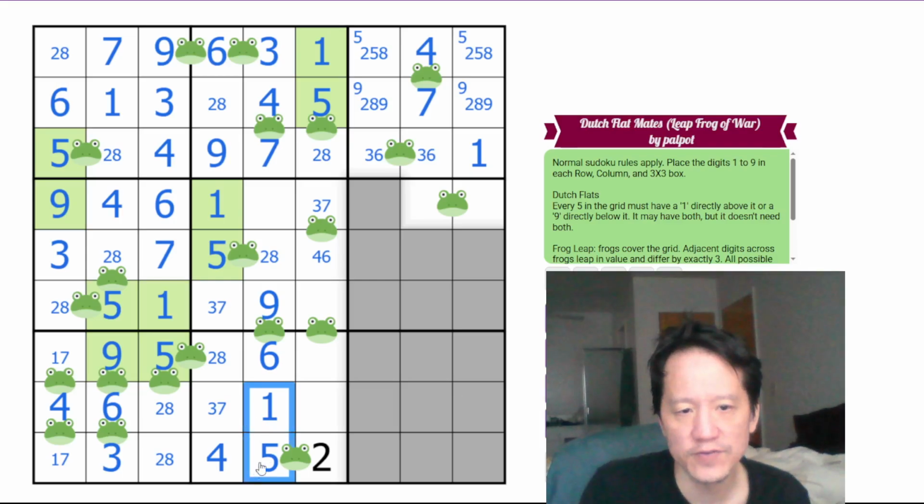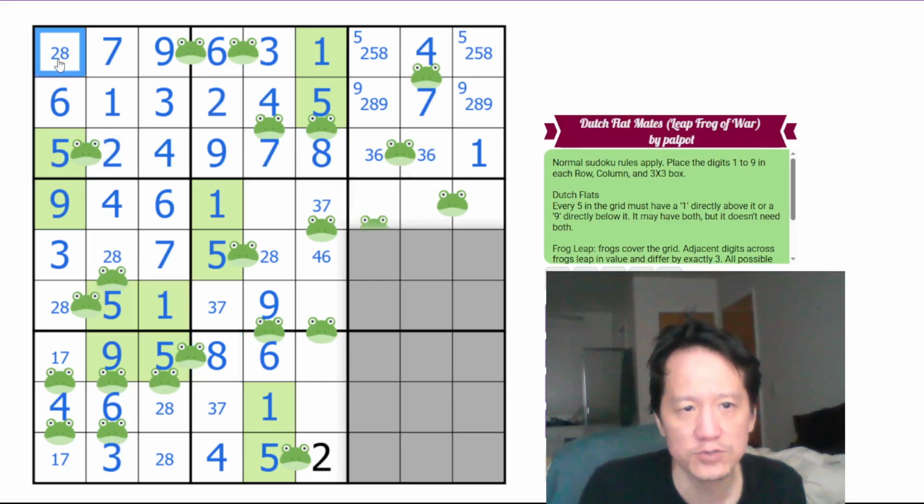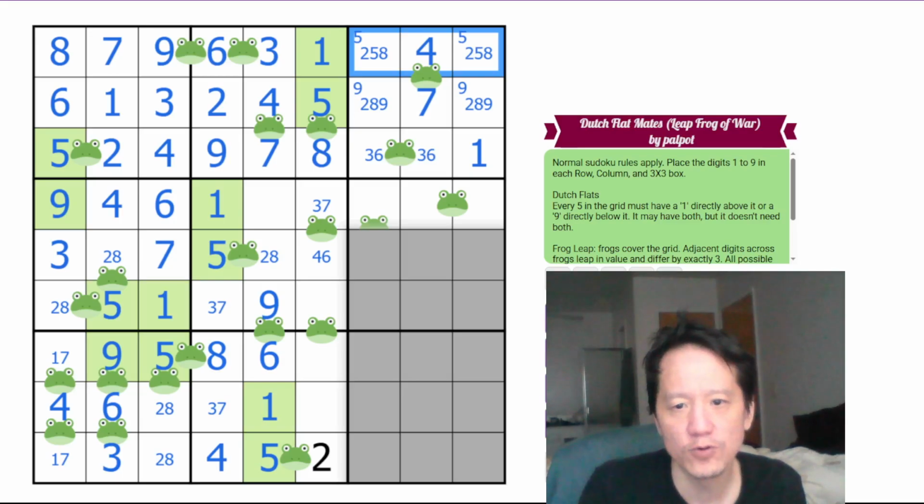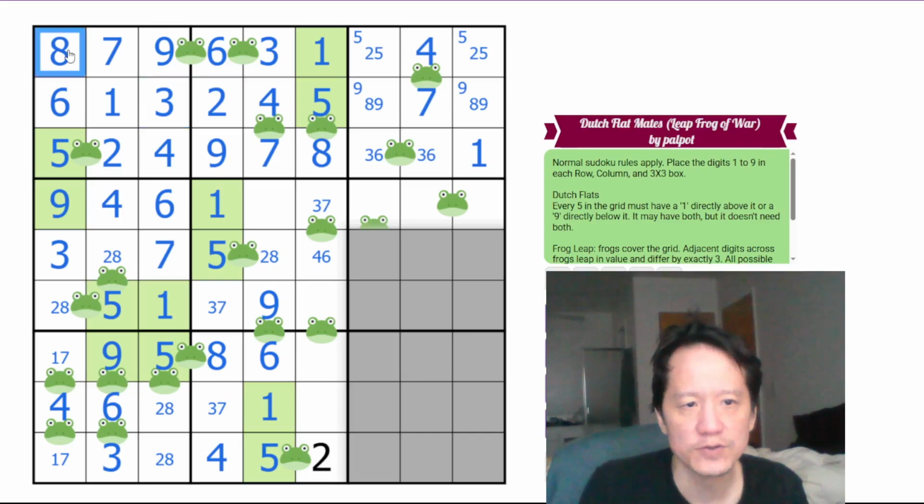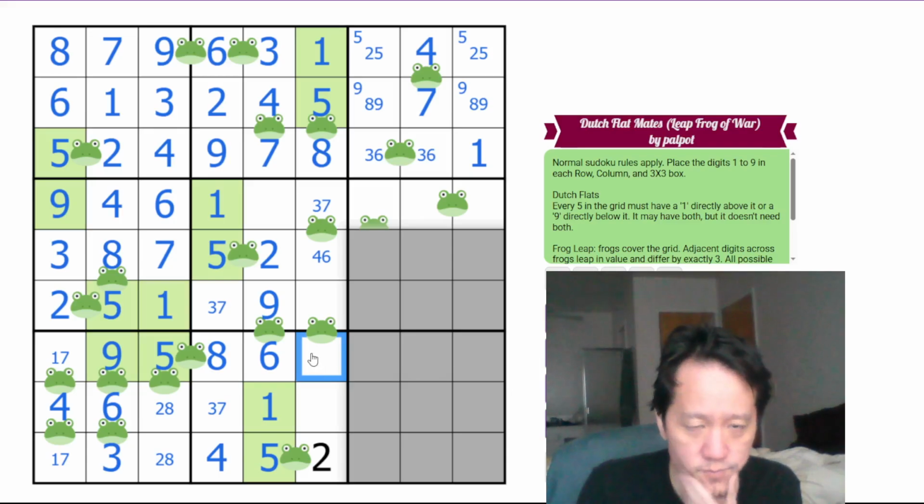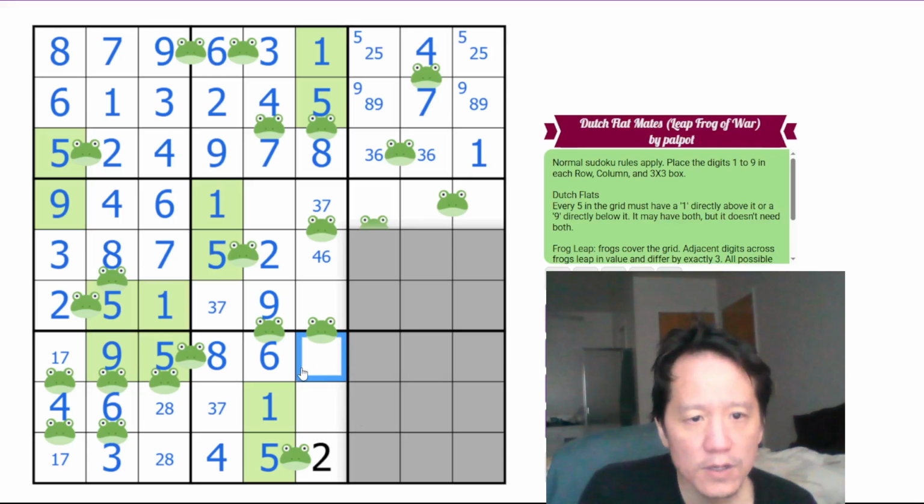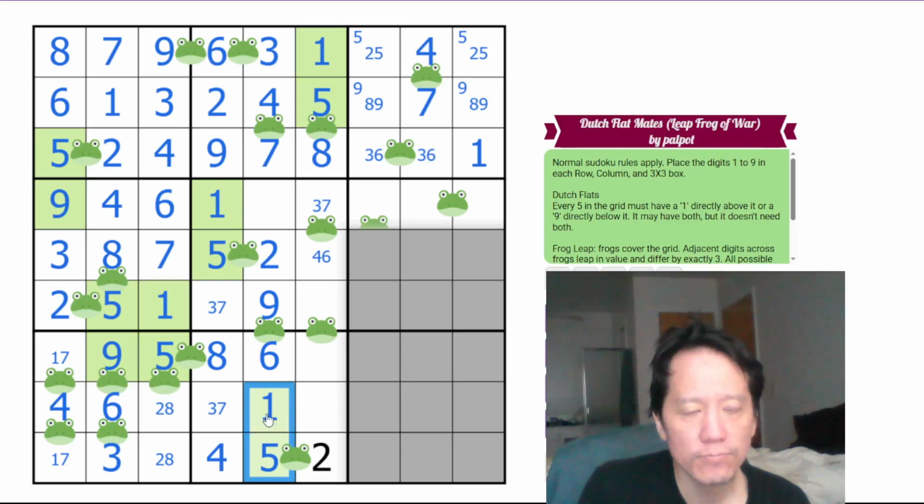This is satisfied. We know this is a 2. That forces this to be 8, which makes that a 2, which makes that an 8, which makes that a 2, which makes that an 8. Therefore, 8 cannot be here, and 2 cannot be here. Because of those 8 and 2, this must be a 2. Because the 8 is eliminated by that 8, so this is 2, this is 8, this is 2. This must have a frog in between it.